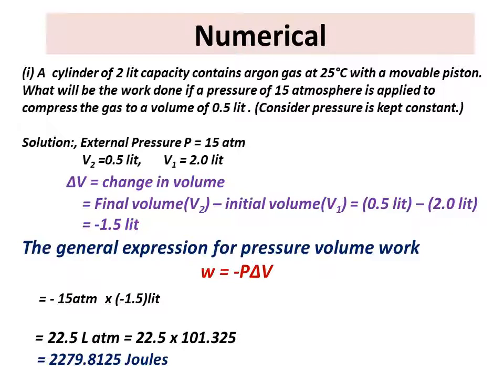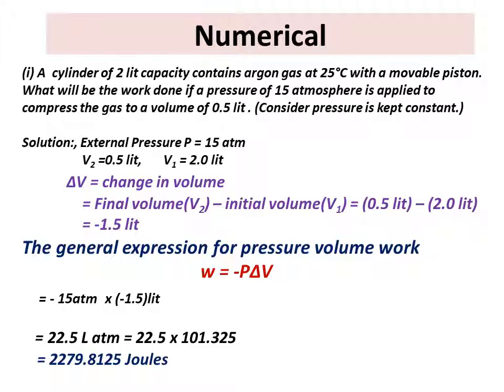What information have we been given? We have been given that the initial volume of the gas was 2 liters at 25 degrees centigrade. There is no change in temperature, so you don't have to worry about the temperature. Initial volume is 2 liters. And finally, because we are applying pressure to the gas, its final volume is 0.5 liters.